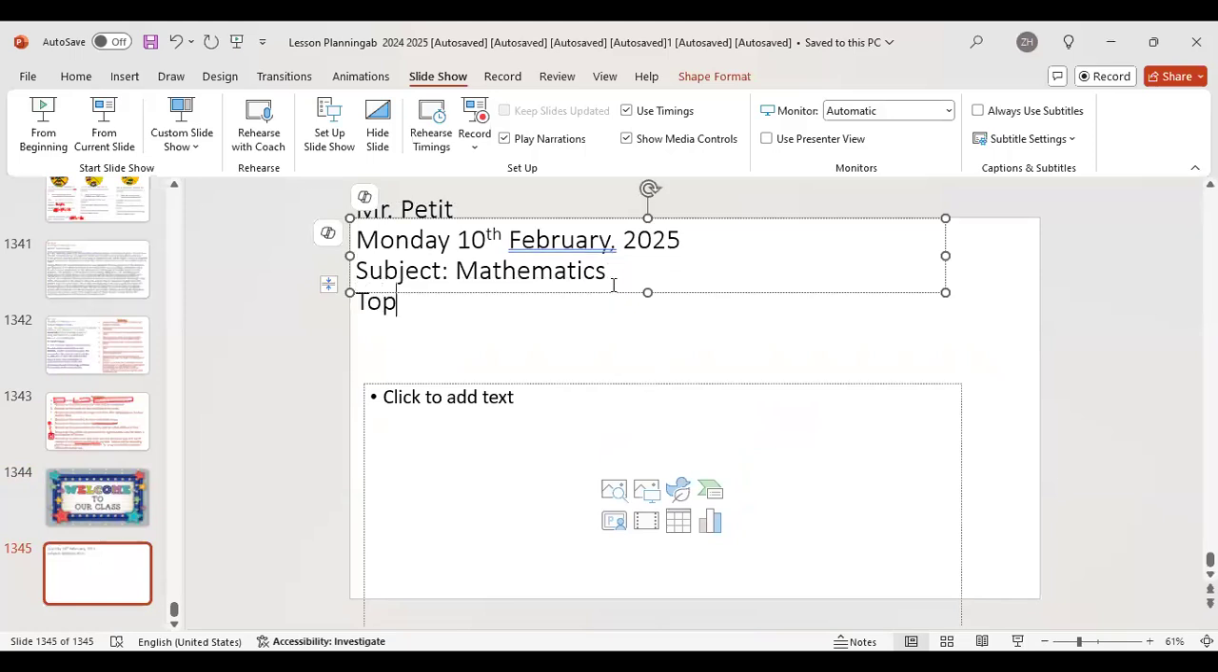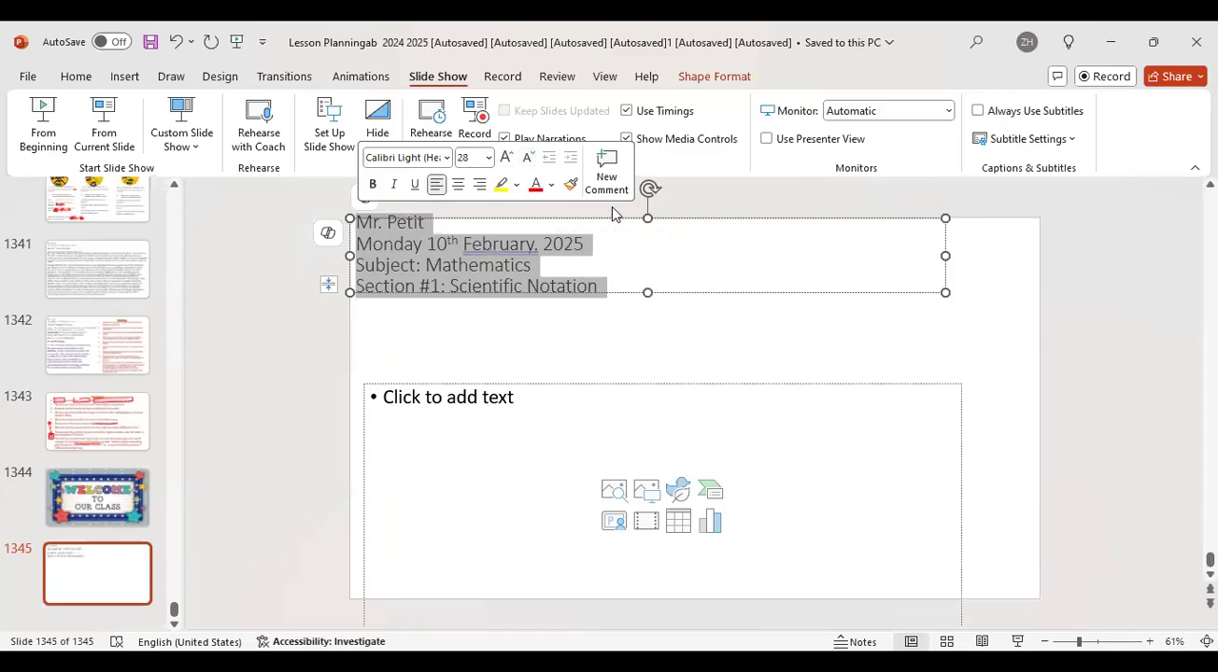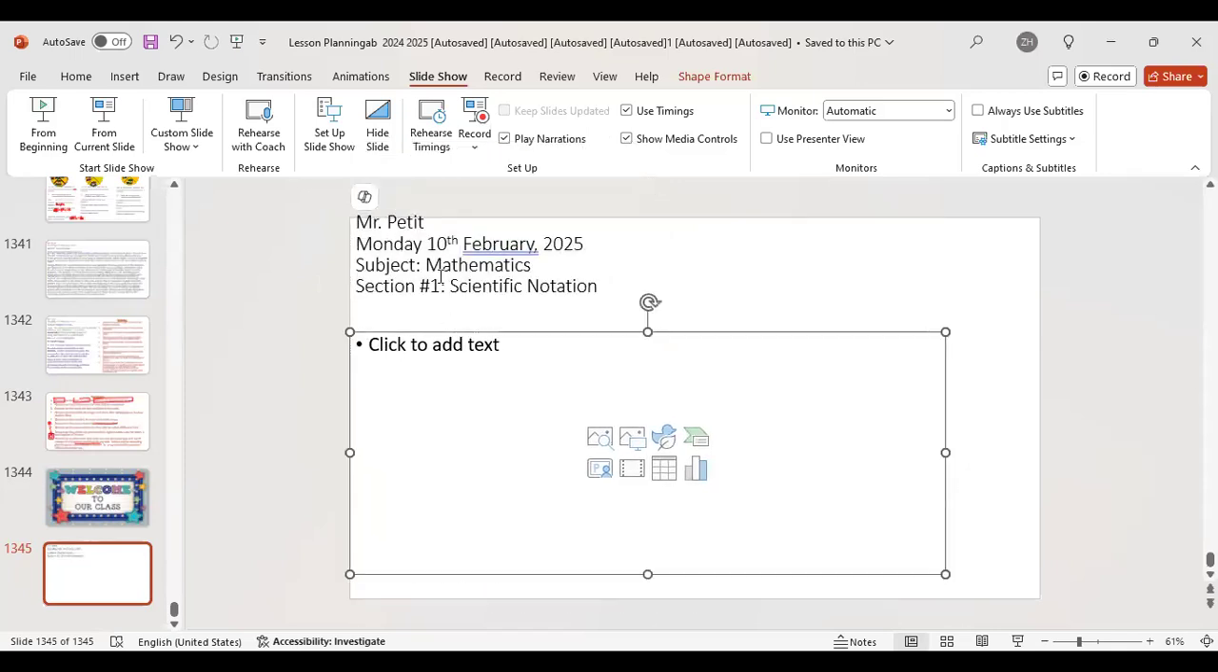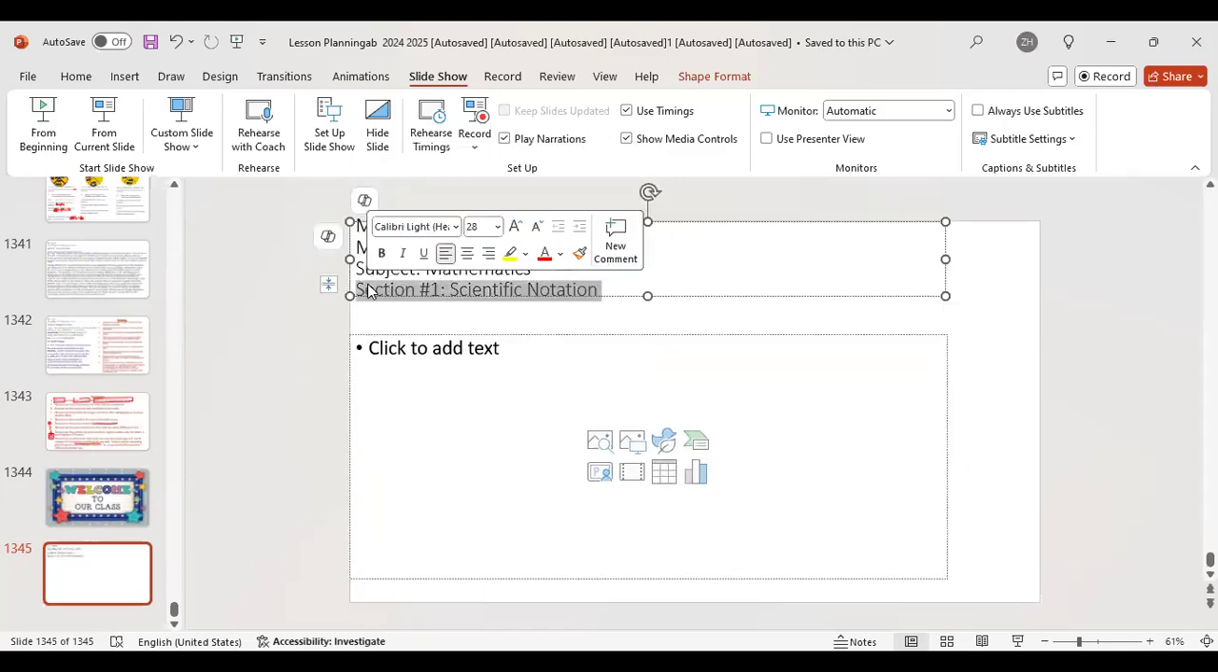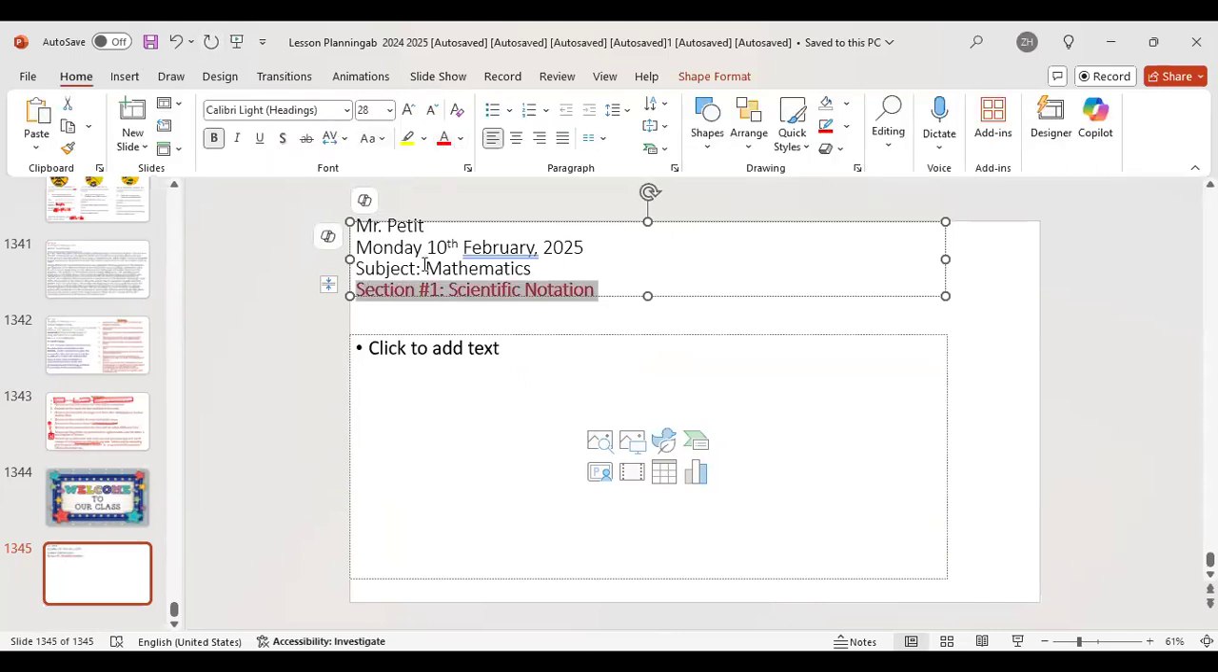The topic is, we're going to be looking at section 1, scientific notation. Scientific notation? I thought we were in math. Yes, we are in math. Math is science. Math is the queen of all sciences.